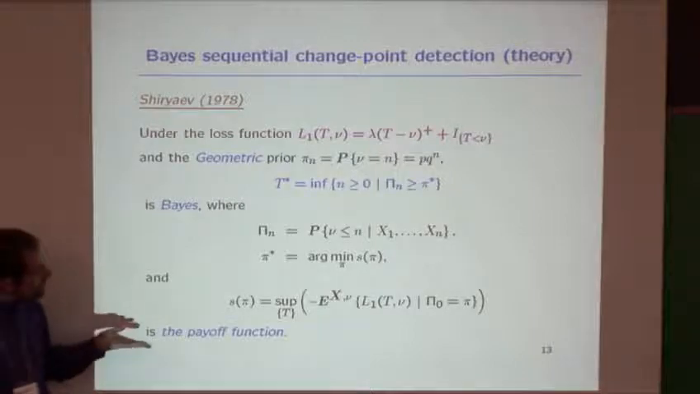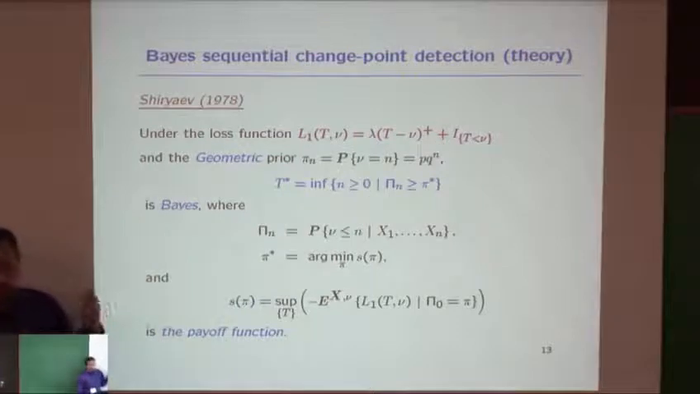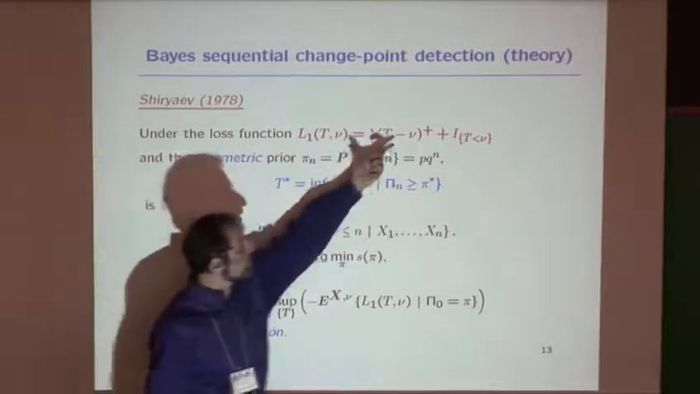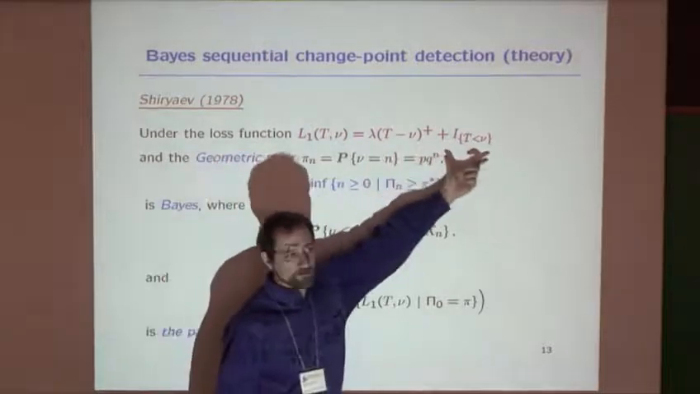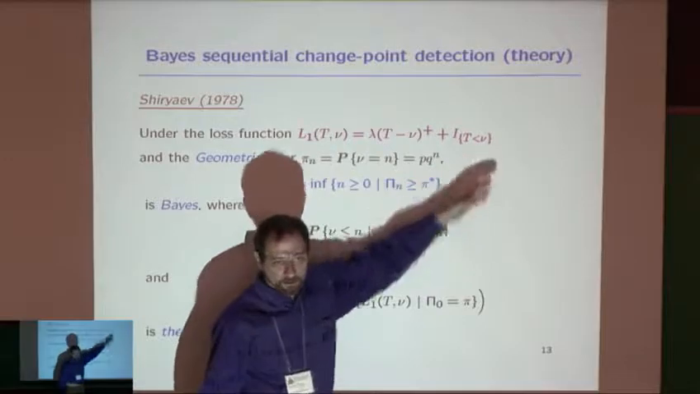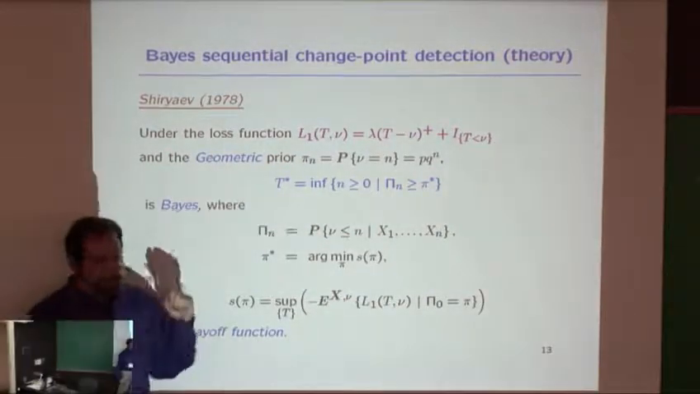And in that case, here is the form of the Bayes stopping rule. So, what's Bayes stopping rule? It minimizes the expected loss that includes the delay and the false alarm event. So detecting a change before it actually happened is a false alarm. Well then, this is the form of the stopping rule.